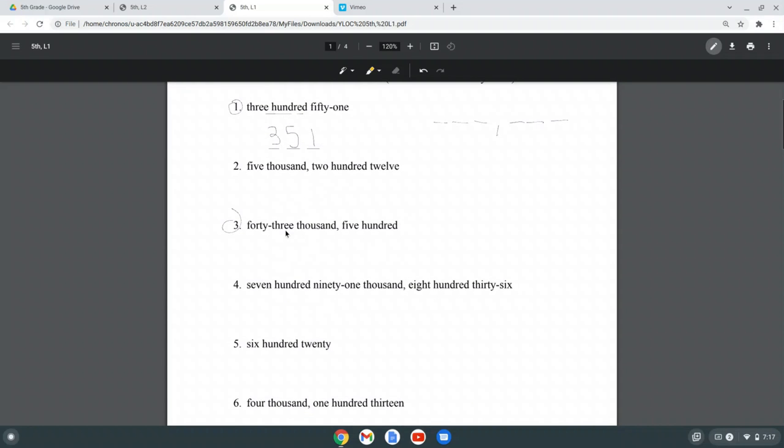Next. 43,500. So this will be in the thousands place, and since it's a 2-digit number, this will be 43,000, and we have 3 more places. And then it says 500. Since it doesn't say anything else, we'll place 0 and another 0.